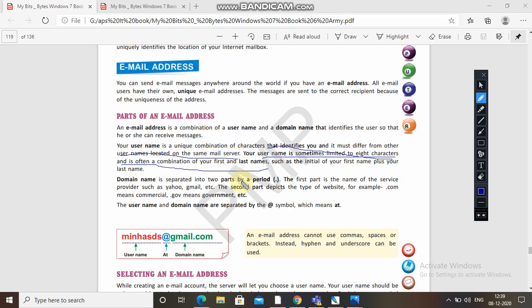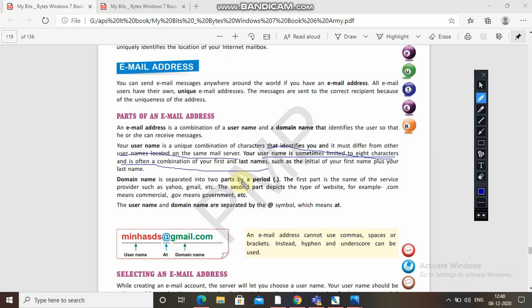Username is limited to 8 characters and consists of a combination of first and last name, such as the initial of your first name plus your last name. Now, domain name. A domain name is separated into 2 parts by a period. The first part is the name of the service provider and the second part depicts the type of website, like .com, .gov, these.